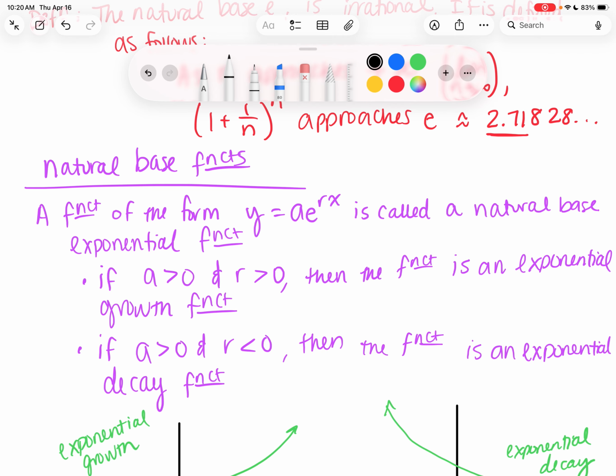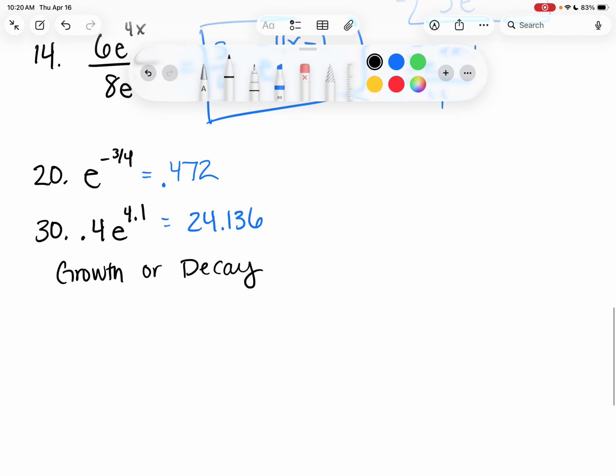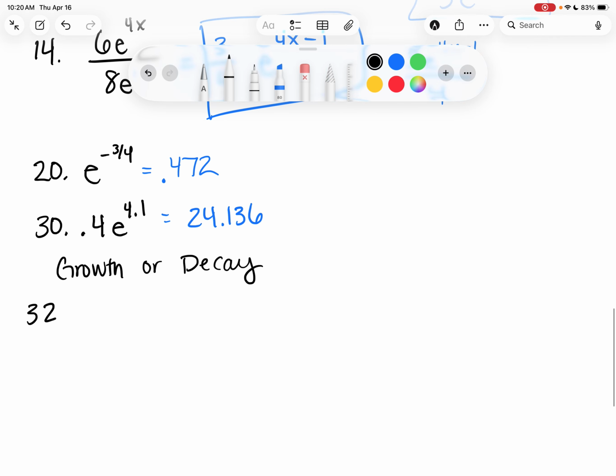So if a, well, in both cases, a has to be greater than 0. But if r is greater than 0, then it's an exponential growth. If r is less than 0, it is a decay function. So we're just stating if it's growth or decay. Okay, not actually graphing them on these. So 32, f of x is equal to 1/3 e to the 4x.